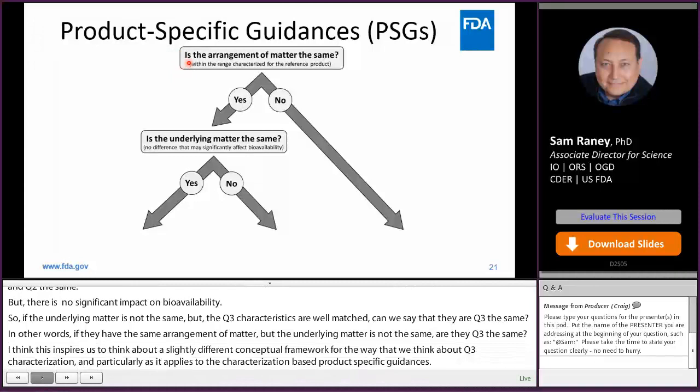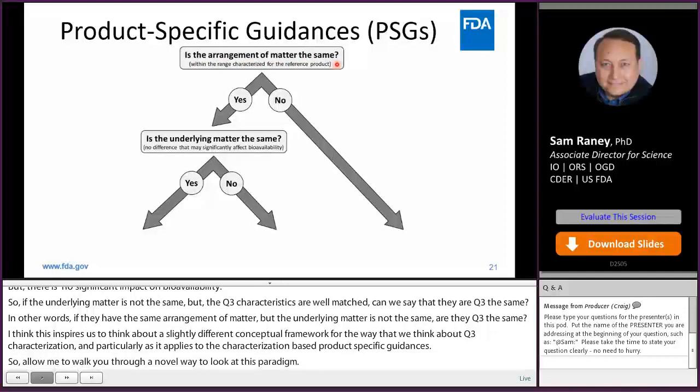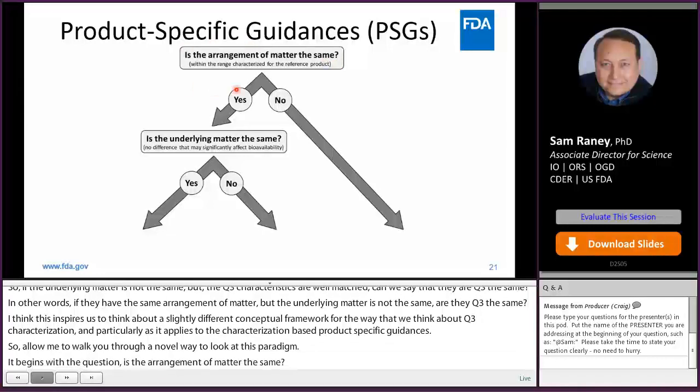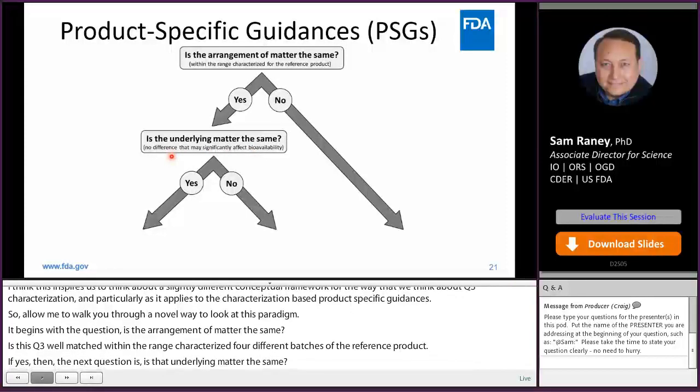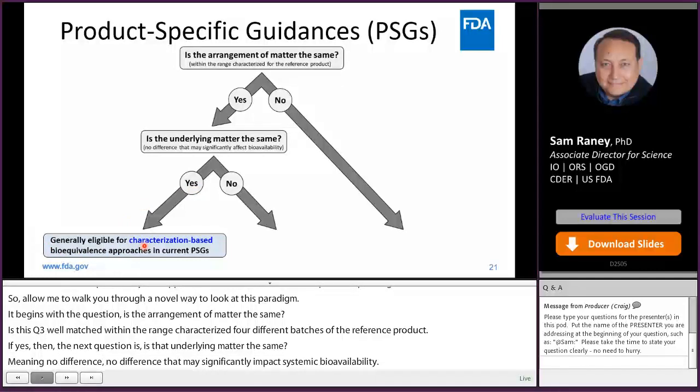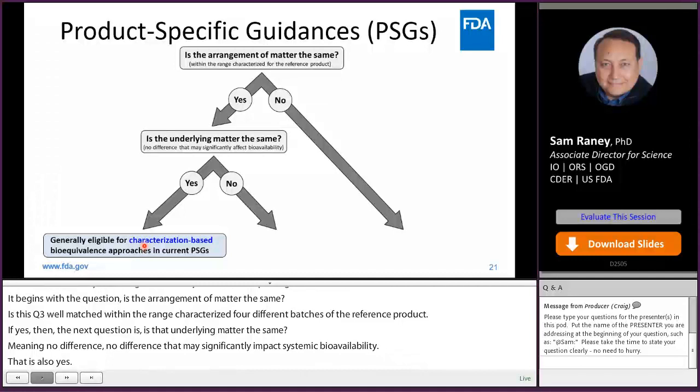And it begins with the question of, is the arrangement of matter the same? And what we say is, is this Q3 well matched within the range characterized for different batches of the reference product? If yes, then the next question is, is that underlying matter the same? Meaning no difference, as Dr. Kelchen just explained, no difference that may significantly impact local or systemic bioavailability. If that is also yes, then these products are generally eligible for characterization-based bioequivalence approaches in current product-specific guidances. These are products where the arrangement of matter is the same and the underlying matter is the same.